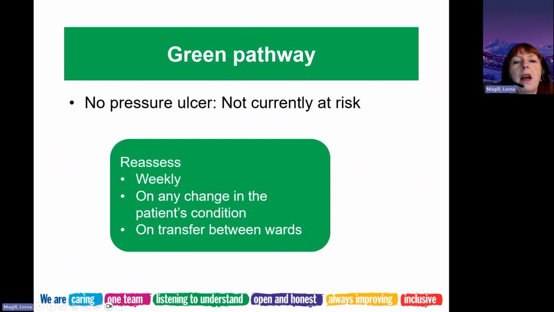So what do these pathways look like? Our green pathway indicates that there is no pressure ulcer present and the patient is not currently at risk of damage. We reassess weekly, on any change in the patient's condition, or on transfer between wards. The words in this box remain the same whatever colour the pathway the patient is on.